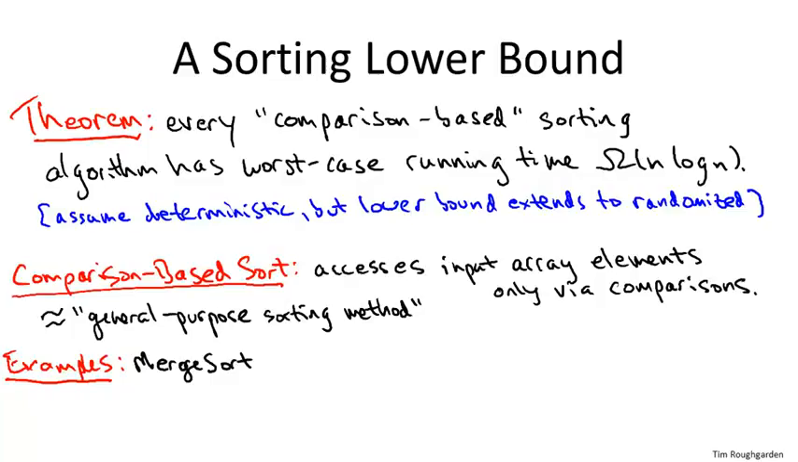So examples include the two sorting algorithms we've discussed so far, merge sort. The only way that merge sort interacts with the elements in the input array is by comparing them and by copying them. Similarly, the only thing quicksort does with the input array elements is compare them and swap them in place. For those of you that know about the heap data structure, which we'll be reviewing later in the class, heap sort, where you just heapify a bunch of elements and then extract the minimum n times, that also uses only comparisons.